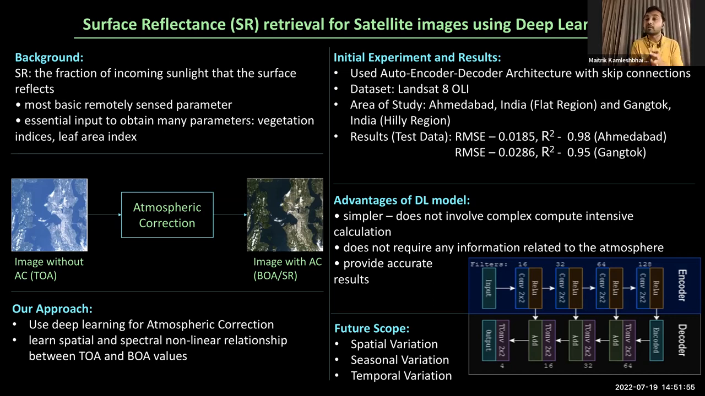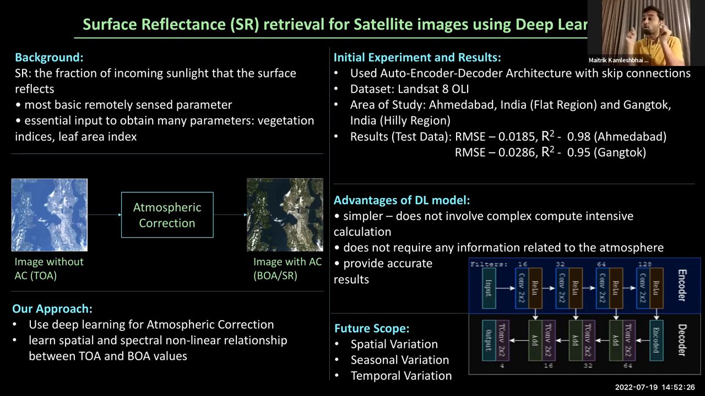The deep learning models can be used to learn nonlinear spectral-spatial relationships between the TOA values and surface reflectance values. To prove our hypothesis, we have done an initial experiment in which we have designed a simple encoder-decoder type of architecture. The data set we used was the Landsat 8 OLI data set, and the areas of our study were Ahmedabad city, which is a flat region, and Gangtok city, which is a hilly region of the Indian subcontinent.